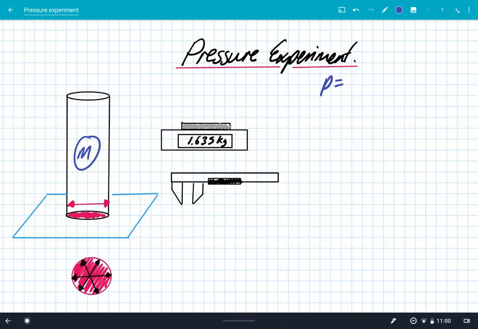So we always want to start off with what is the basic equation. Pressure is force over area, which means we need to know two things. We need to know the force of this object on the surface, and we need to know its cross-sectional area.